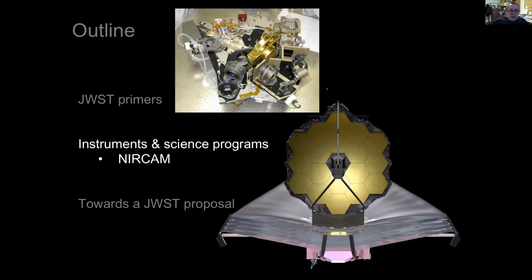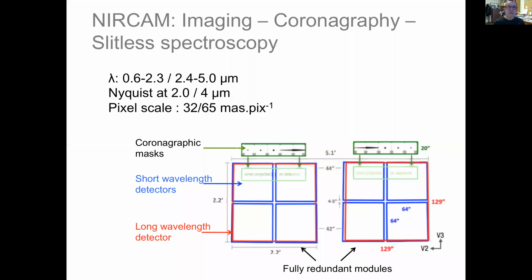Okay, now let's move on to the first instrument, NIRCam, which is anticipated to be the workhorse imaging instrument from 0.6 to 5 micron. The picture here shows you how it actually looks. Basically, NIRCam provides standard imaging. It has 2 channels, channel A and channel B, and they are fully redundant. There's a dichroic mirror that sends the blue light to the short wavelength channel from 0.6 to 2.3 micron, and the long wavelength channel covers 2.4 to 5 micron.